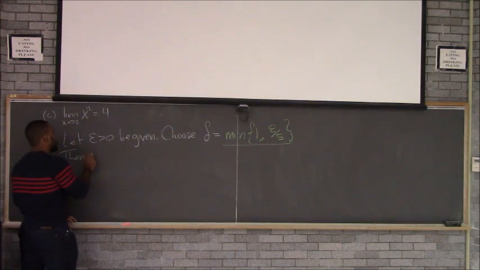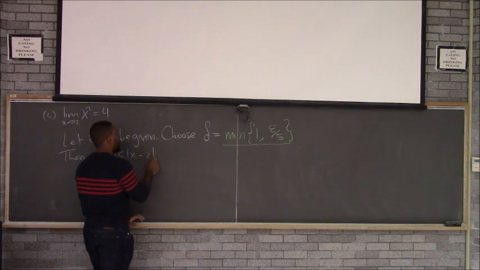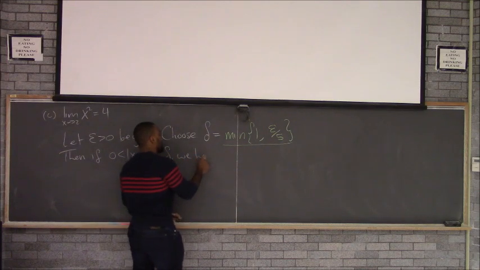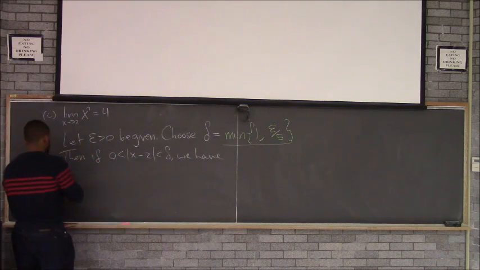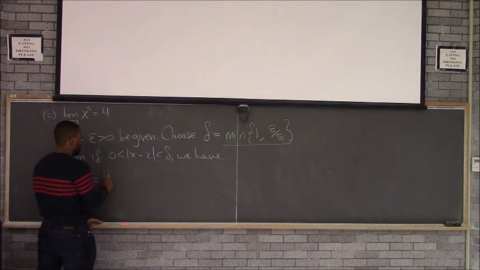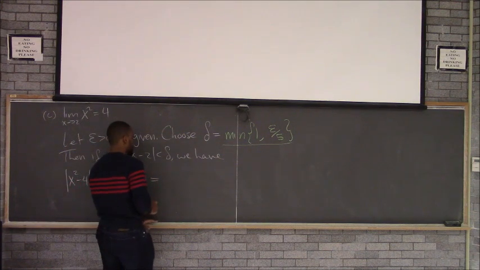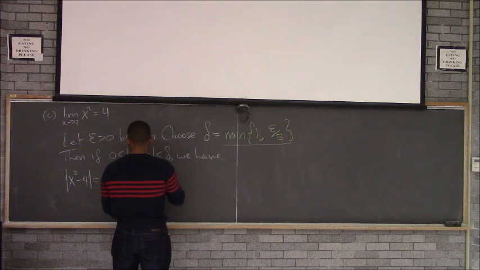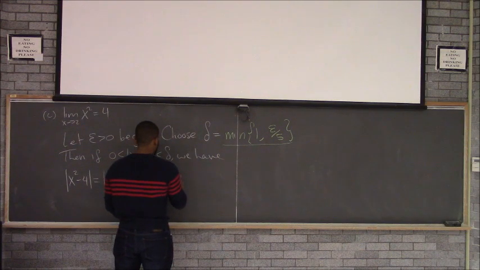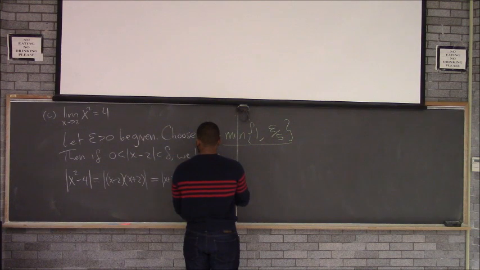Then, if the absolute value of x minus 2 is less than delta, we have x squared minus 4, which is going to be x minus 2 times x plus 2, which is going to be x plus 2 times x minus 2. That is less than x plus 2 times delta.